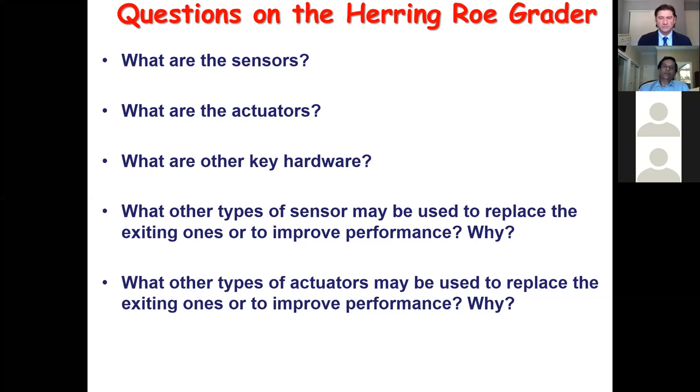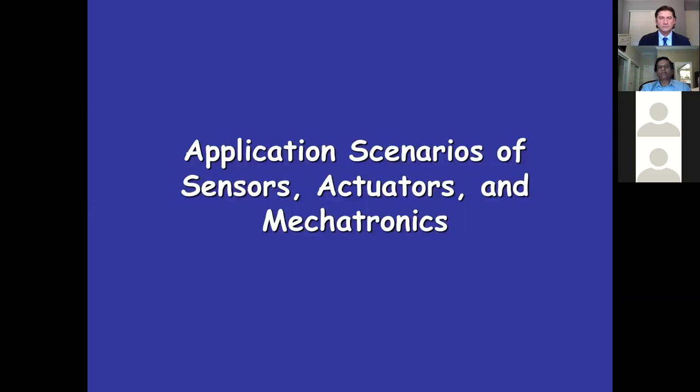And then what are the actuators? Of course, the conveyor needs an actuator and the ejectors need actuators. The conveyor is run by an induction motor, as I mentioned. Ejectors are pneumatic ejectors, but we have other options. What is the best option? Those are questions we need to ask in the instrumentation problem and also the mechatronic problem as we see.